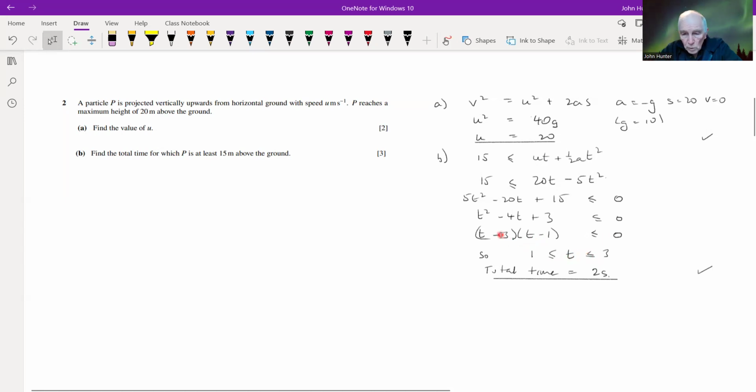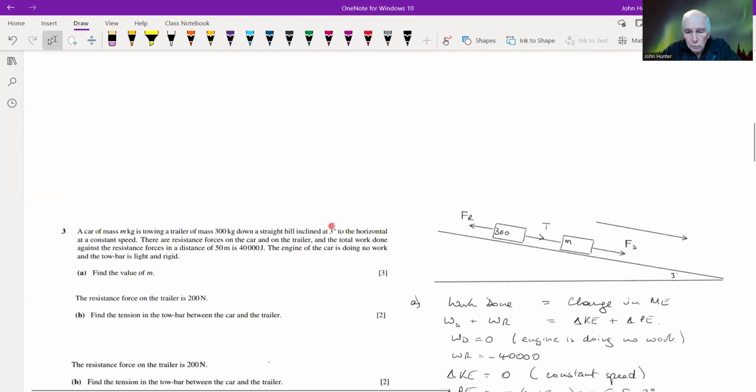then this will be negative, because one of these factors will be negative, the other one will be positive. So there we go, between 1 and 3, and that means that the total time is 2 seconds. Okay, so that is that one. That's a fairly straightforward Suvat kinematics problem.